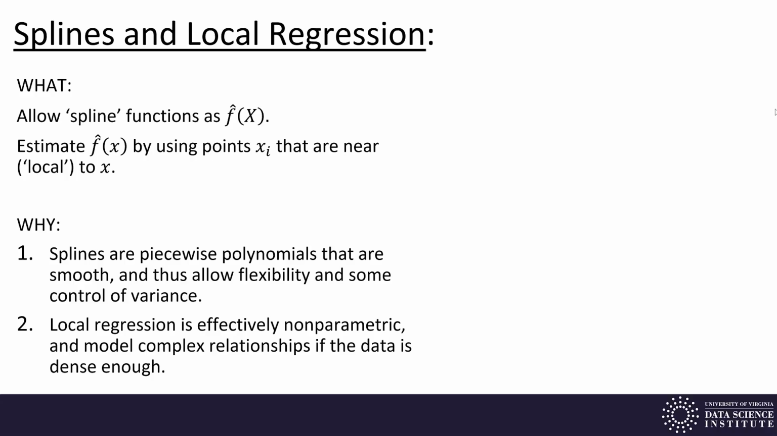And when we do local regression, we're estimating the f hat function using points xi, so points in our training data that are near or local to the point x where we want to approximate this function. And so we'll talk about how to do that as well.